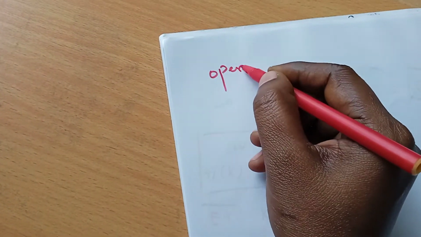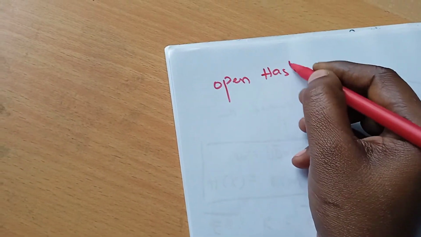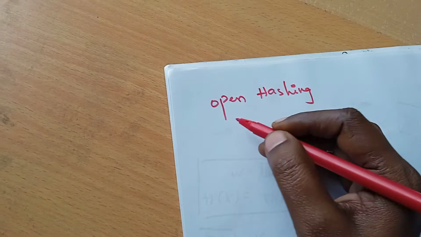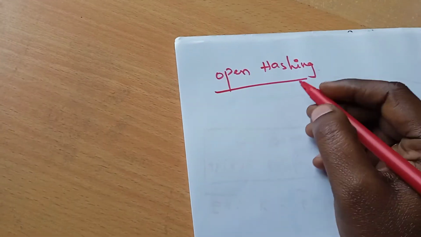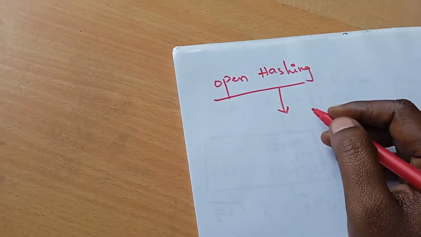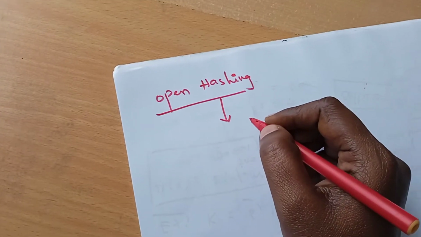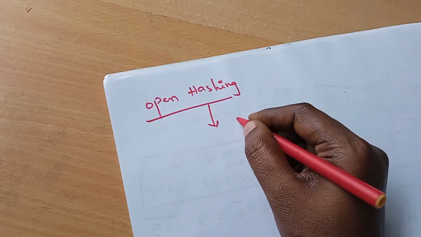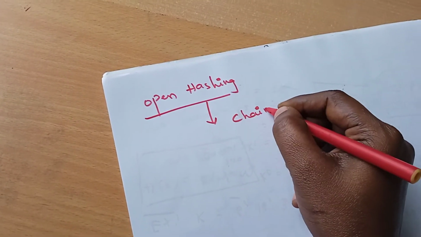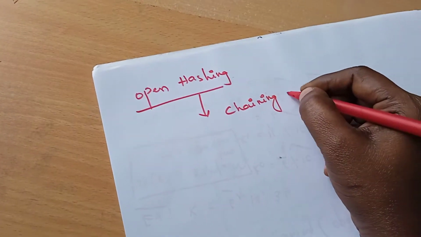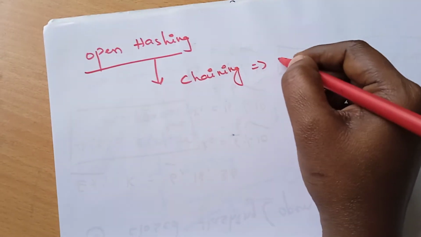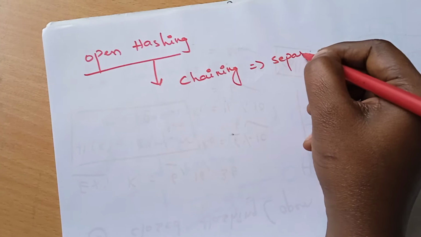Open hashing. When we get a collision in the first hashing technique, the collision resolution technique is chaining. This is also called separate chaining.